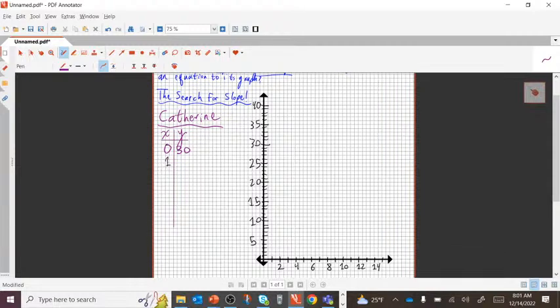After 1 hour, what does she have left? 28. 2 hours, 26. 3 hours, 24. 4 hours, 22. 5 hours, she's got 20 ounces left. So she's rationing off her water.